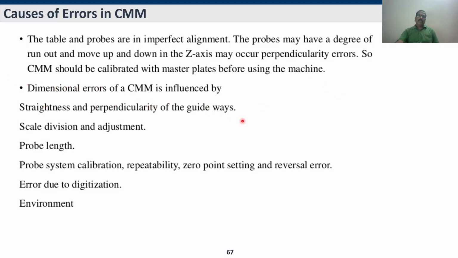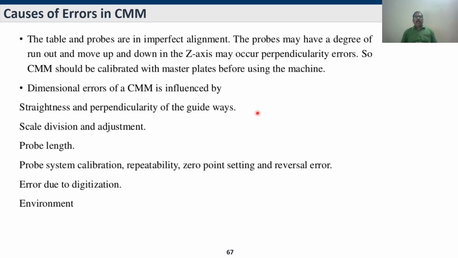That is what you also witnessed during your visit to our lab. Okay. Then straightness and perpendicularity of the gateways, all of these lead to dimensional error. Dimensional errors of CMM are influenced by these reasons: straightness and perpendicularity of the gateways. So if straightness and perpendicularity of the gateways go wrong, then you will get dimensional error.